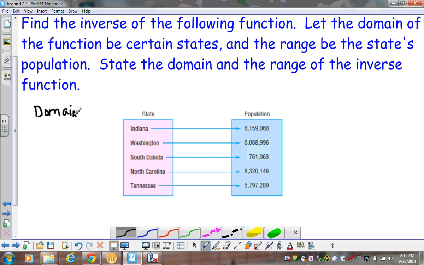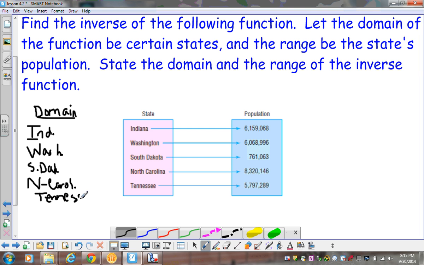This would be much easier if I wasn't using a mouse. So my original domain is going to be all of my states. So I would literally write out Indiana, I'm just going to abbreviate, Washington, South Dakota, North Carolina, and Tennessee. So those would be my original domains. I don't know why I'm actually writing that out.